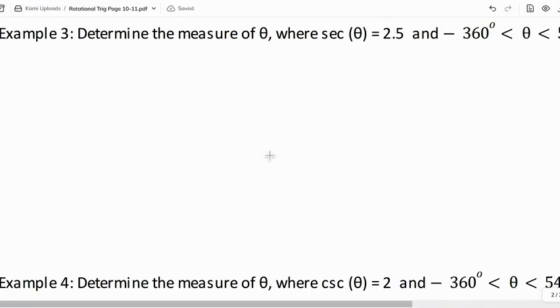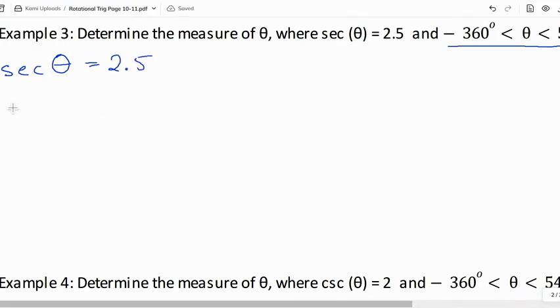All right, guys, let's get to work. Example 3, which is actually example 4. Determine the measure of theta, where secant theta is 2.5, and this is the range we're working in. So, on the mind map, what am I looking to find? Angle or ratio? Angle. Great. All right. So, first thing I want to do is figure out what I do with secant of theta if it's 2.5.